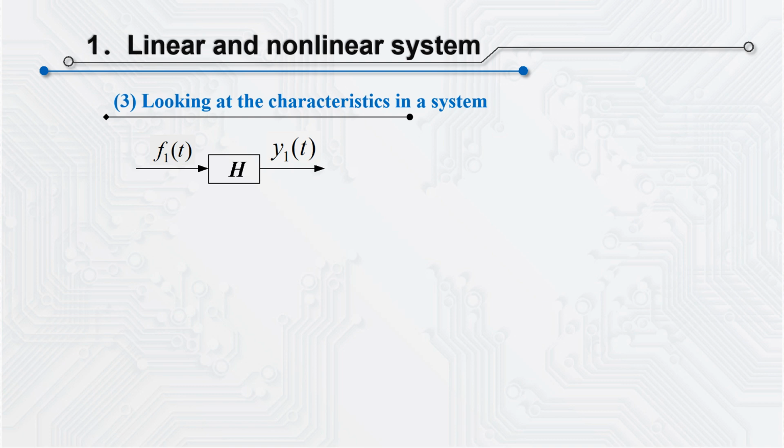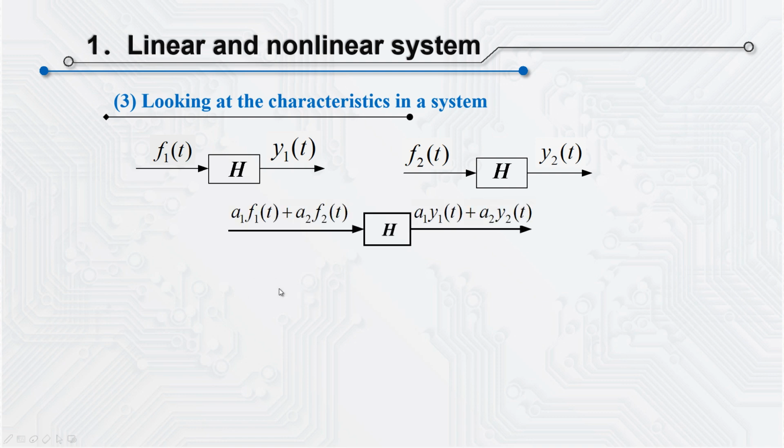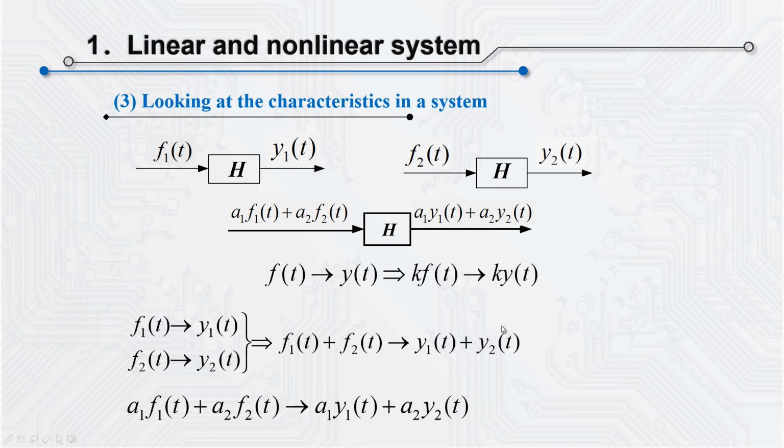In a system, if the system is represented by H, F1t enters system H and produces output Y1t. F2t enters system H and produces Y2t. When we do linear operation on its inputs, if A1F1t plus A2F2t enters such a system H, the output should be A1Y1t plus A2Y2t. This is called the superposition of a system.